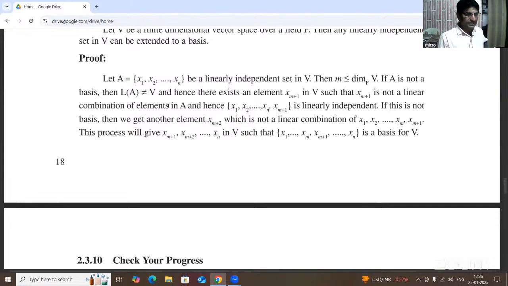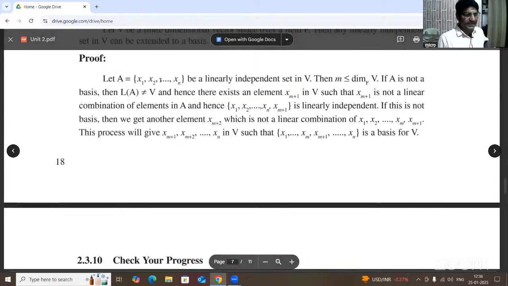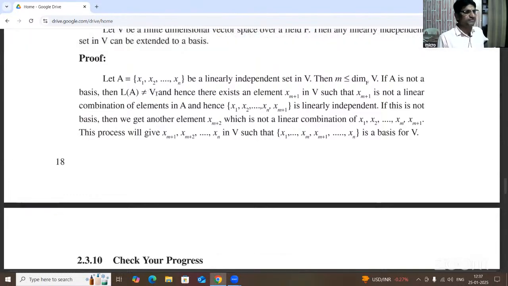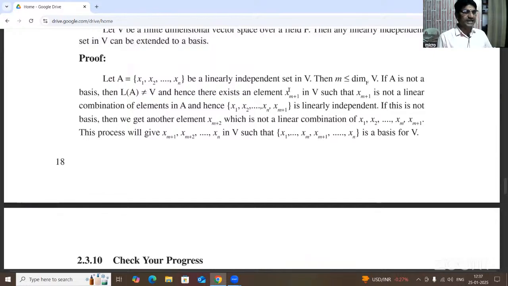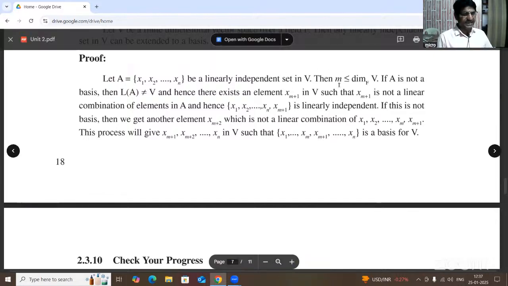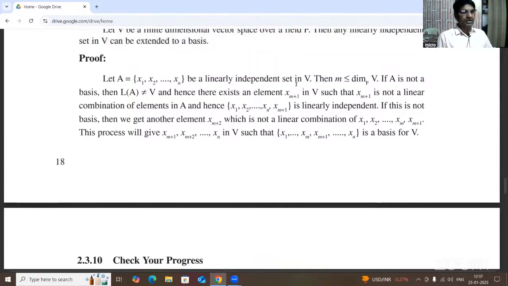Okay, this is the important theorem, because first of all we must assume that A equals the set {x1, x2, and so on, xm}. This is a linearly independent set in V. So m is less than or equal to the dimension of the vector space over the field. Then suppose A is not a basis, so the linear span is not the whole vector space. So L(A) is not equal to V. So there exists an element, and we assume x(m+1), because here m elements are there, but the extension element is x(m+1), which is also in V.